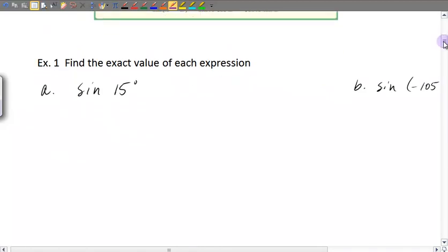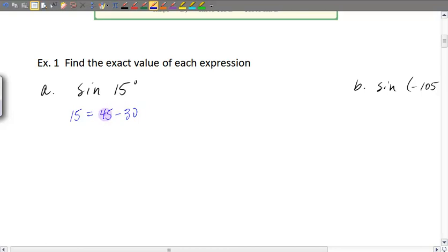The first example that we're going to use says I want to find the exact value of this expression. In other words, if I know the sine of 15, can I come up with two angles that I either add together or subtract from each other and get 15 so that I can apply the sum or difference identity for sine? Well, I'm going to say that 15 is equal to 45 degrees minus 30 degrees.